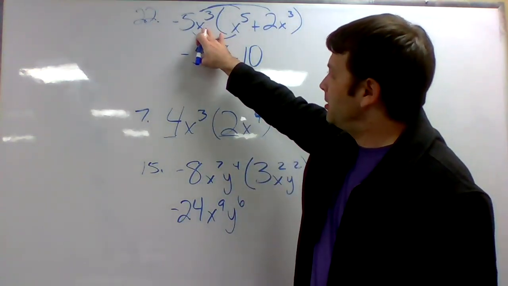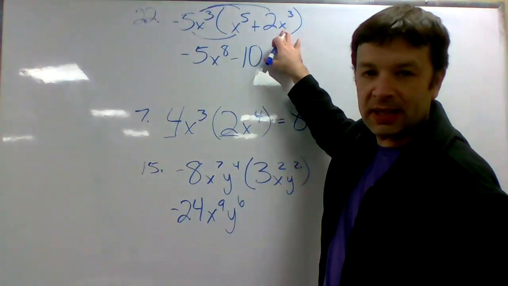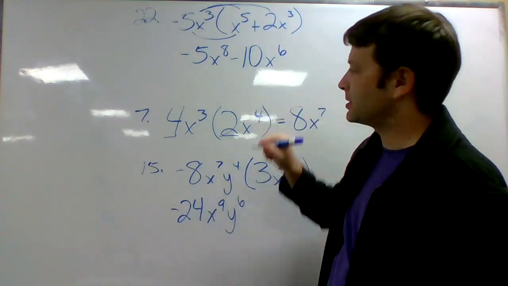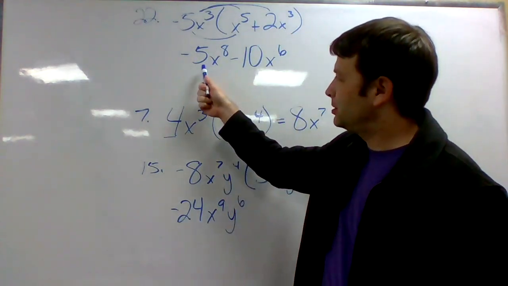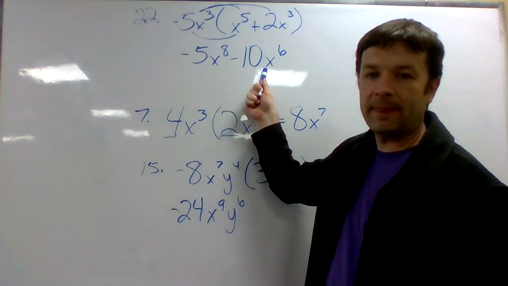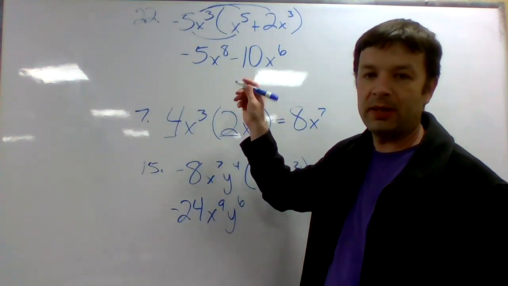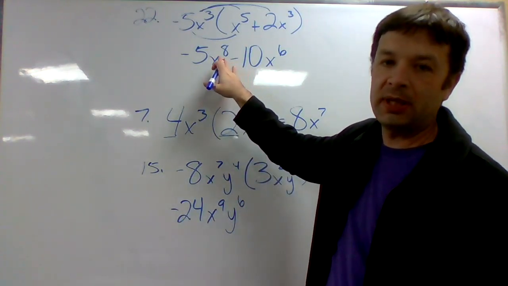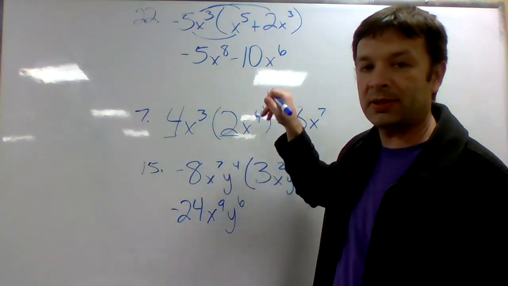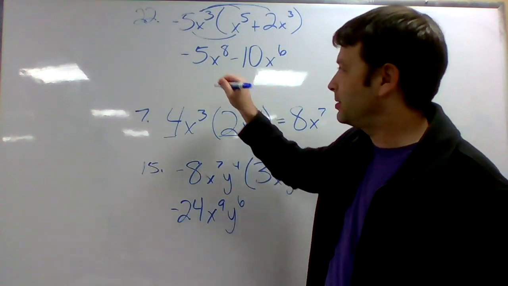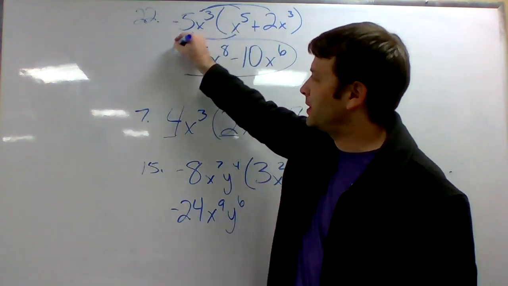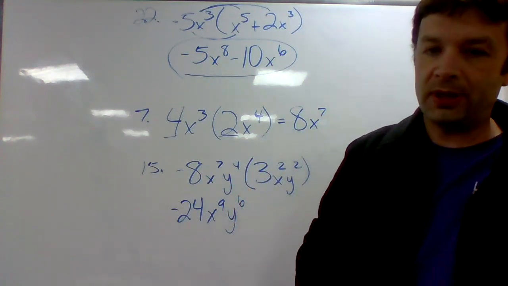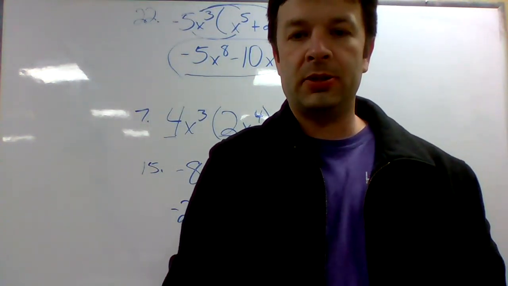All right, and then x to the 3rd times x to the 3rd, what would that be? x to the 6th. Okay, now, do these two go together? Can I simplify anything? The answer is no. You can only add or subtract like terms. Since one is x to the 8th, the other is x to the 6th, can't do that. So this is the final answer for 22. All right, so we're going to 23 on that one. Good luck with that.